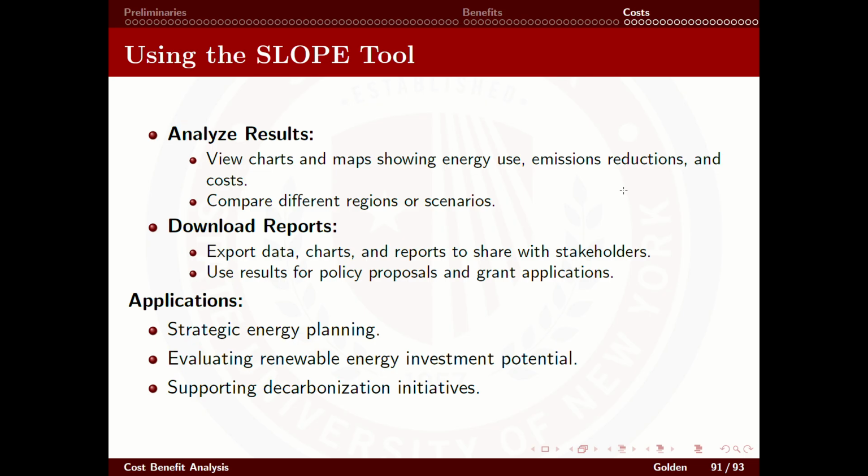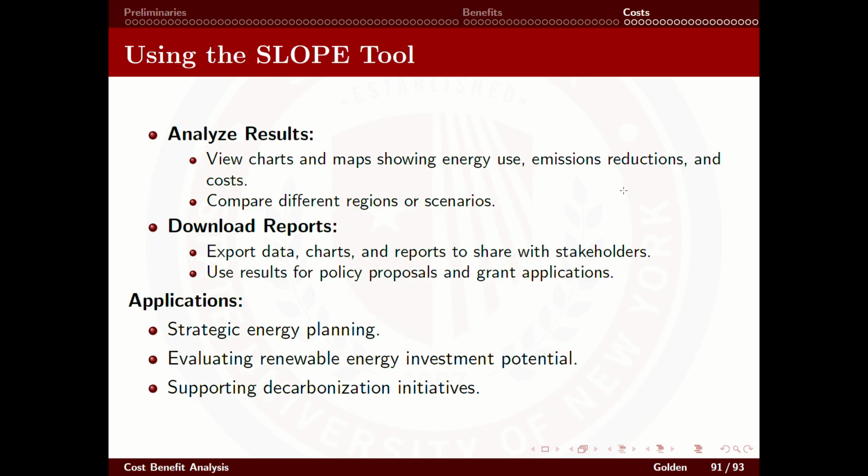Use some charts and maps showing how energy use, emissions reductions, and costs differ across space and time. And then look at how these different scenarios differ, and then you can export the data and charts to Excel or to whatever you're using for your presentation to whoever you're showing this to. And you can use the results in proposal and grant applications to showcase how the policy affects different things. This is useful in strategic energy planning, evaluating renewable energy investment potential, and supporting decarbonization emissions.